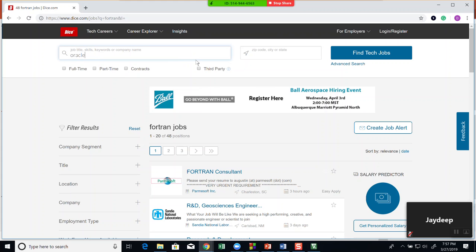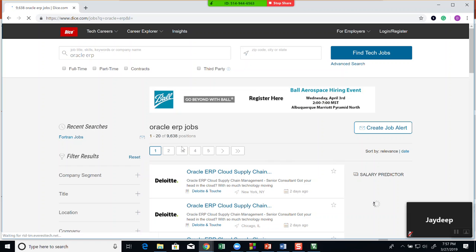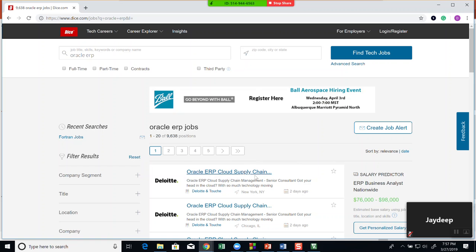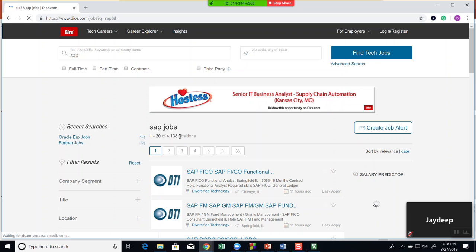They just spent like $1 million on their SAP system. But they got bought out again, and that company uses Oracle ERP. So 9,638 jobs want you to know that. How about SAP? Less, 4,100. So maybe Oracle ERP is more popular for tracking manufacturing.